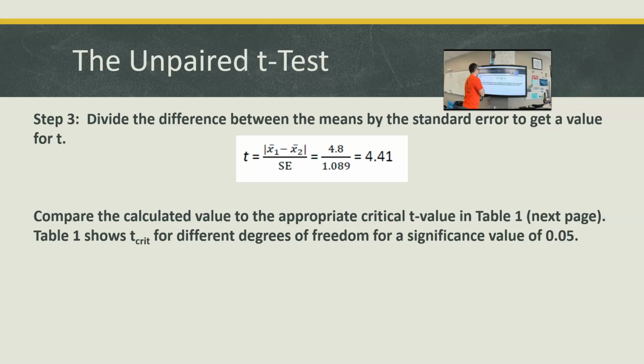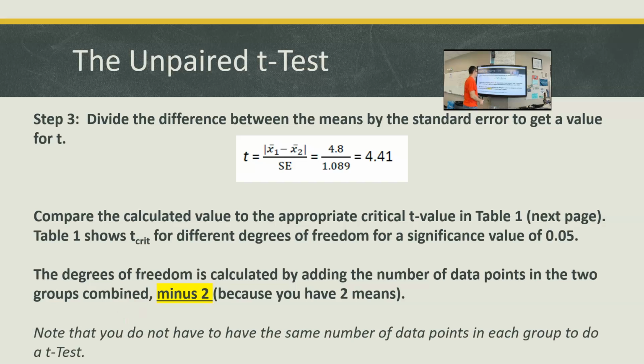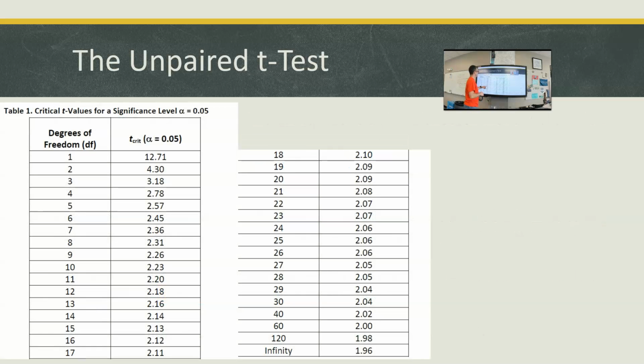Compare the calculated value to the approximate critical t value in Table 1, which is on the next page. Table 1 shows the t critical for different degrees of freedom for a significance value of 0.05. The degrees of freedom is calculated by adding the number of data points in the two groups combined, then subtracting 2 because you have two means. You have the mean from column 1 and the mean from column 2. Note that you do not have to have the same number of data points in each group to do the t-test. That's the cool thing about a t-test. In ANOVA, you have to have the same number in each column. In this one, you don't have to.